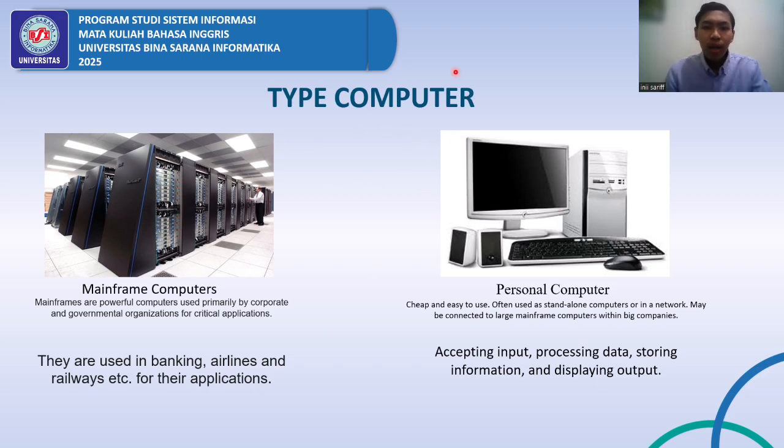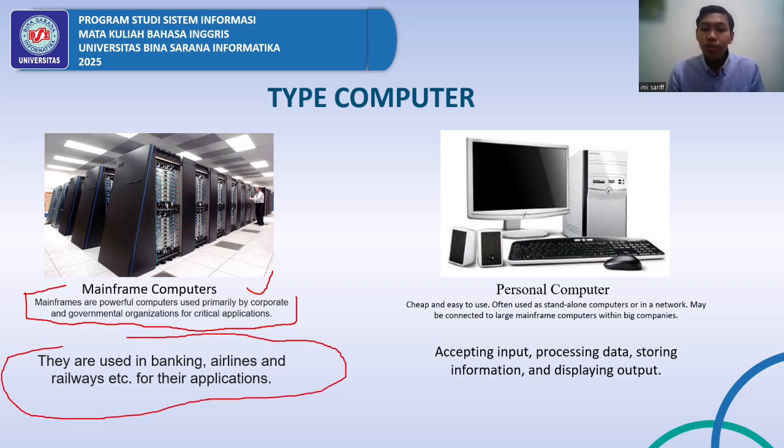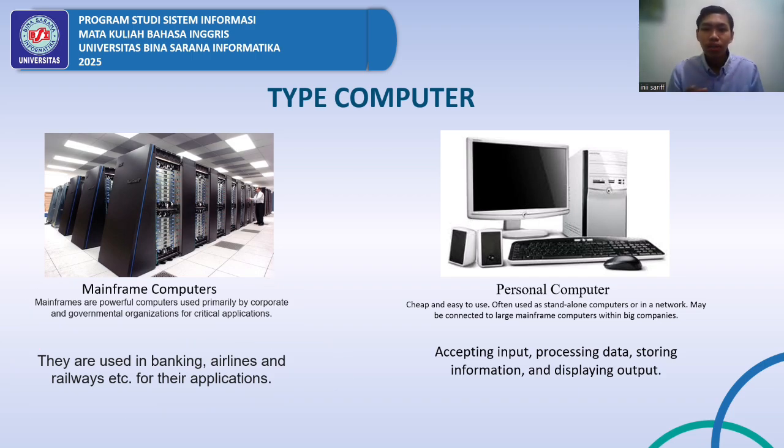Computers have two types. The first type is mainframe computers, like those in the pictures. A mainframe computer is a powerful computer used primarily by corporations and governments for critical applications. It is usually used in banking, airlines, and railways, etc., for applications in large systems.